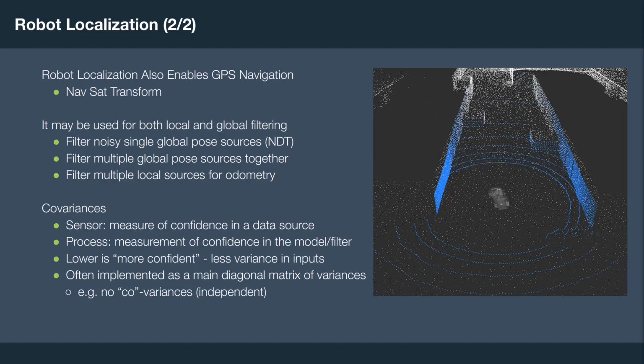The last is to filter multiple odometry sources together, such as visual inertial odometry, IMUs, and wheel encoders. Since we're talking about covariances and multiple sensor sources, we should talk about covariances. The sensor covariance is a measurement of the confidence in your sensor data. The process covariance is the measurement of confidence in your model. The lower the numbers, the less the variance in those entries, and the more they can be trusted. The main diagonal in this matrix are actually the variances.